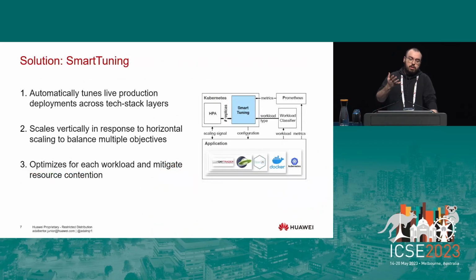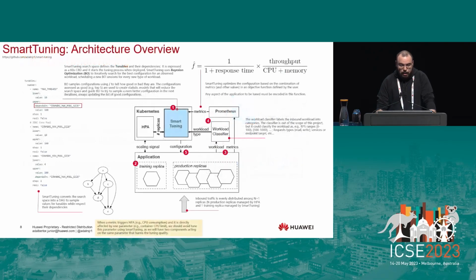So our proposed solution is Smart Tuning. What it does is tune applications running in production on the fly, so we don't need to do any tuning offline. It runs online, and keeps tuning the application according to the different workloads that may happen during the execution of the application. And basically, it does safe vertical scaling in response to horizontal scaling to balance those multiple objectives that may be set by the operation owner. So this is a brief overview of the solution.